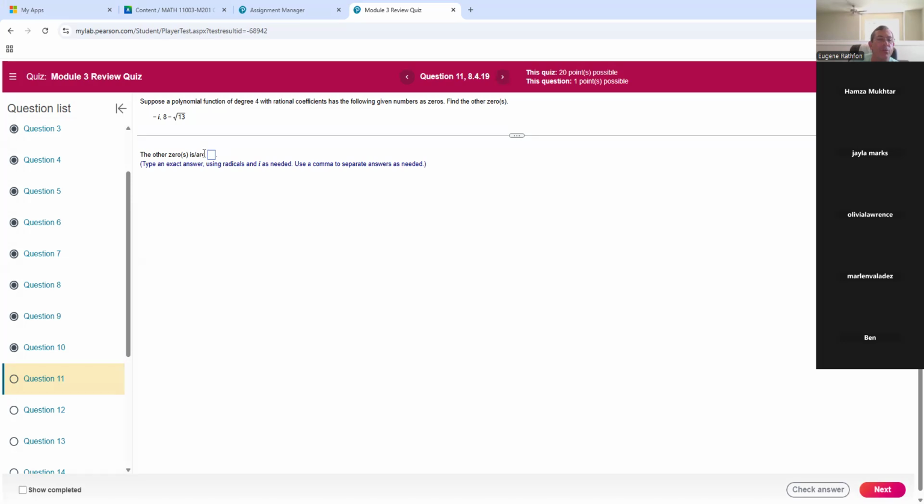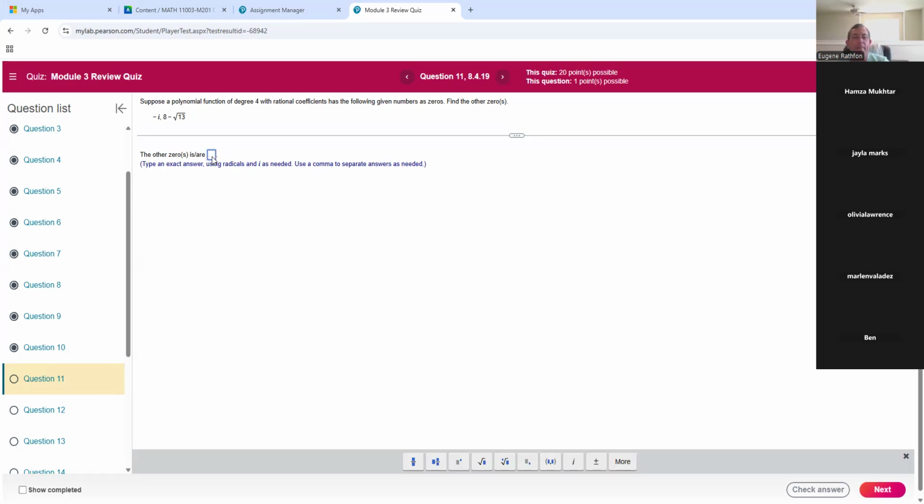All right, this one was just wanting you to figure out what the other two zeros were. They're giving you a negative i and an 8 minus square root of 13. Well, both of these have conjugates. The conjugate of a negative i is going to be a positive i, and the conjugate of an 8 minus square root of 13 is going to be an 8 plus square root of 13.